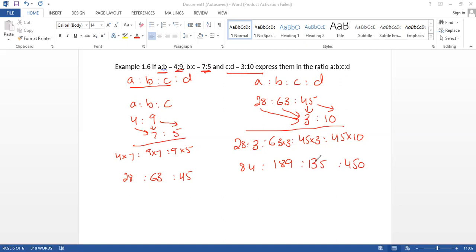Similarly, 5 plus 1, 6, 7, 8, 9. Again, divisible by 3. 9 plus 1 gives you 10. Plus 8 gives you 18. 18 is again divisible by 3. 8, 9, 10, 11, 12. 12 is again divisible by 3. So all of the numbers are actually divisible by 3. So if you divide it by 3, you get 28, 63, 45, and 150. So this is the simplest form of this ratio, not equation.